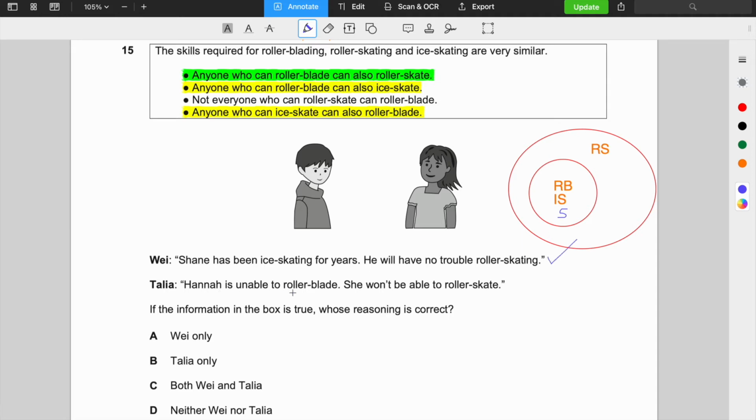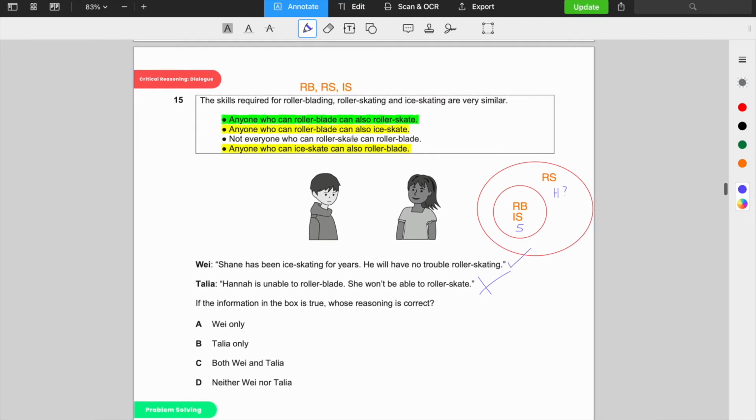Hannah is unable to rollerblade. She won't be able to roller skate. No, not necessarily, because maybe Hannah is here, where she can't rollerblade, but maybe she can still roller skate. So Talia is wrong, because there's a possibility that Hannah could still be able to roller skate. So whose reasoning is correct? Ray only.